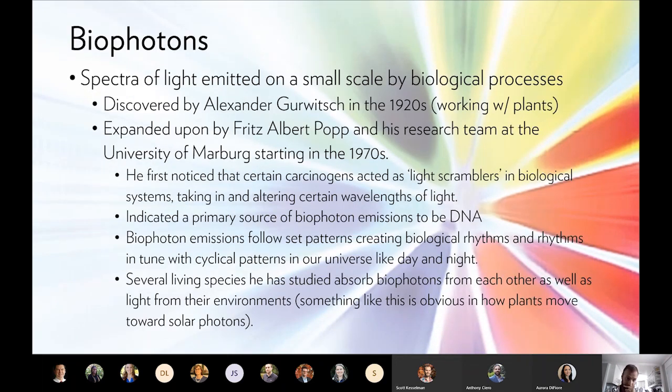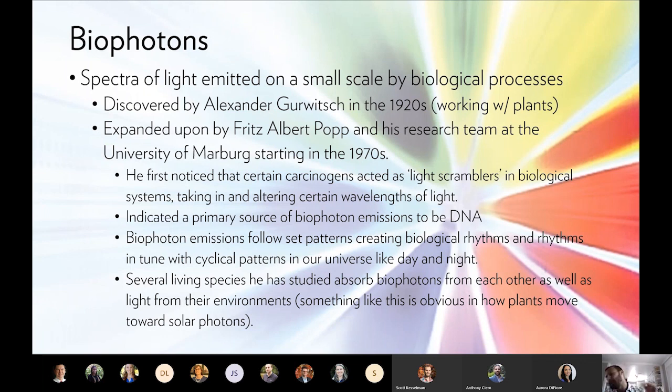Biophotons. There's another ICEP reference in here. So biophotons have been studied starting in the 1920s, working with plants. There's a famous onion bulb experiment where one onion communicated through electromagnetic frequencies, I think in the UV spectrum, to another plant to grow in a certain way. I don't remember the details of it right now, but you could look it up.